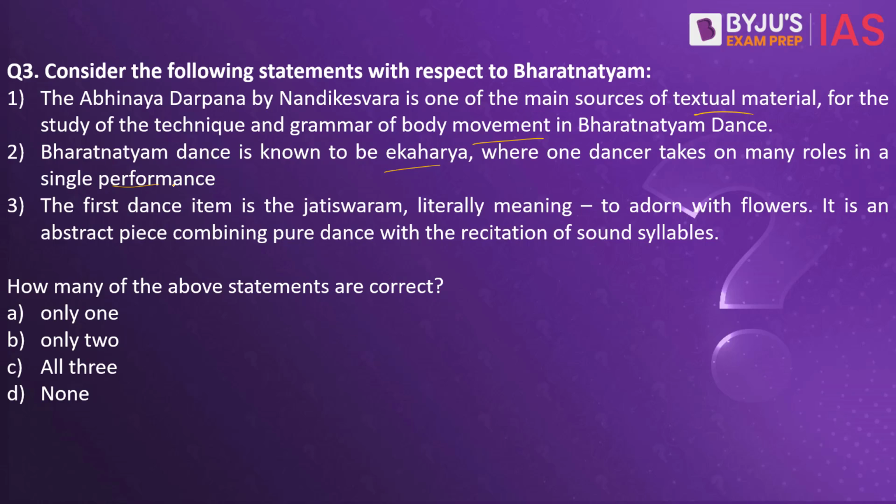The first dance item is the Jatiswaram, literally meaning to adorn with flowers. It is an abstract piece combining pure dance with the recitation of sound syllables. How many of the above statements are correct? The answer to this is only 2.